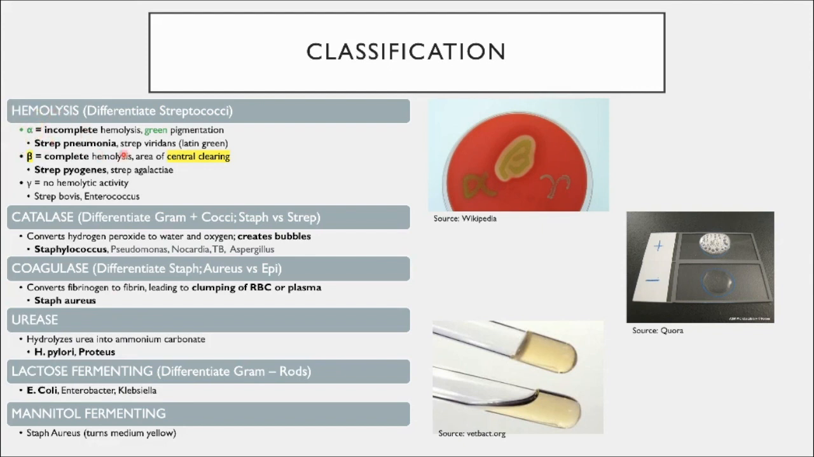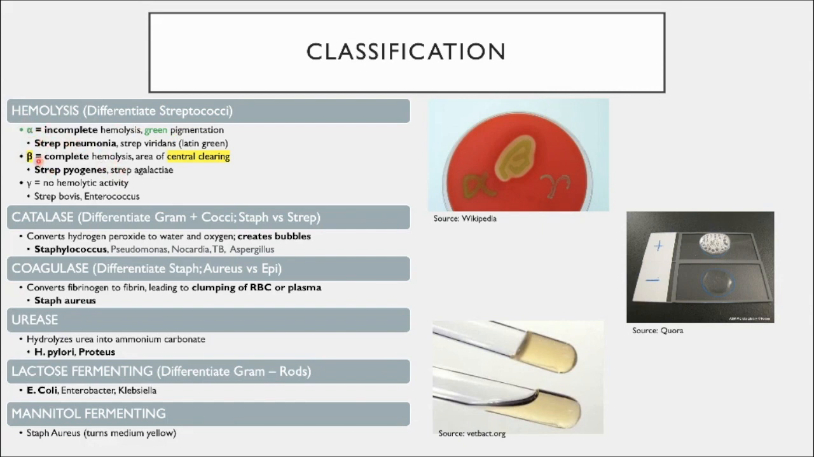I'm trying to use some of the color coding that Sketchy uses, because I know some of y'all are going to be using that when preparing for STEP. And I want to say they use almost this exact same visual mnemonic. So hopefully y'all can associate the green and the alpha and strep pneumoniae.